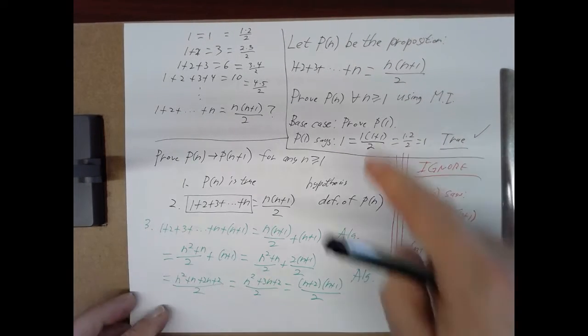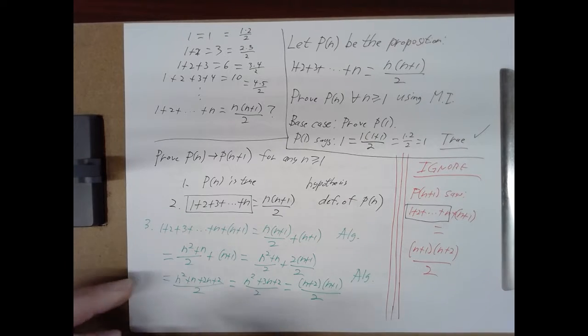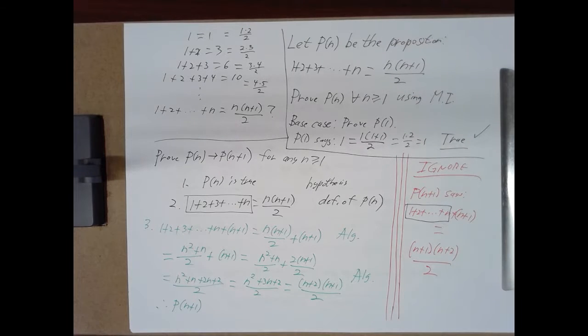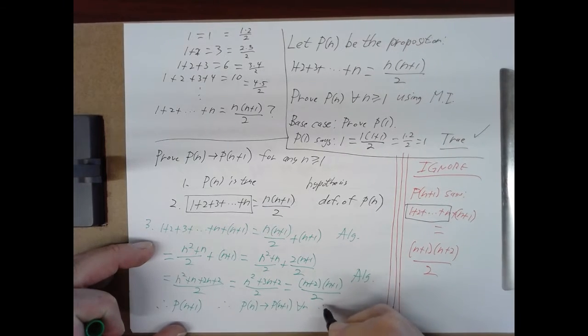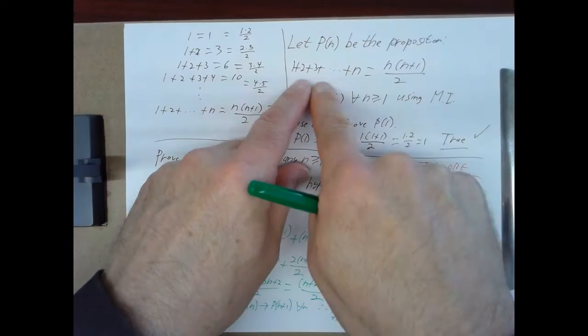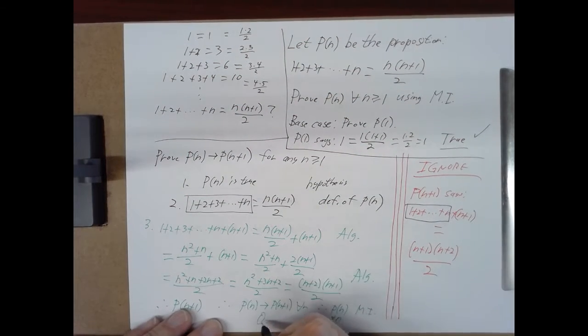And now I can look at the definition of P of n and observe that this equality is exactly the statement P of n plus 1. So P of n plus 1 is true, given that P of n is true. So therefore, P of n implies P of n plus 1 for any n, for all n. Therefore, P of n for all n by mathematical induction. So what have we proven? We've proven that this is equal to this for all n bigger than or equal to 1, which is what we were trying to do. So there's our QED.